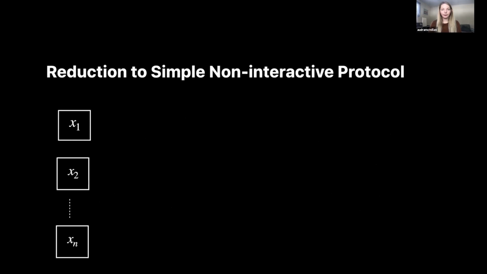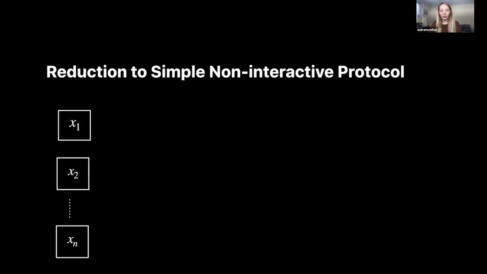Okay. So how this proof is going to work is via reduction to a simple non-interactive protocol. This non-interactive seems a little uninteresting in this case because we already established that we had a non-interactive protocol. But in the more general proof, it is important that this is non-interactive. But also, it's going to be simpler than the protocol that we started with.